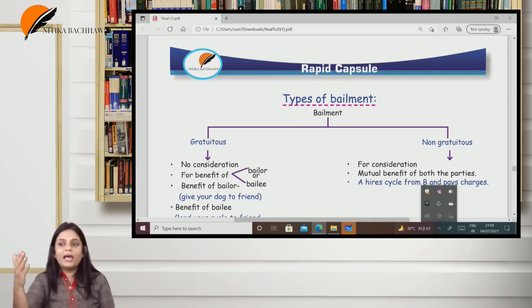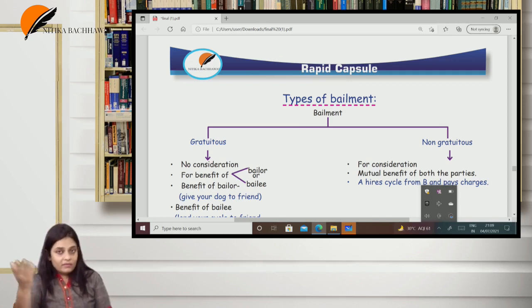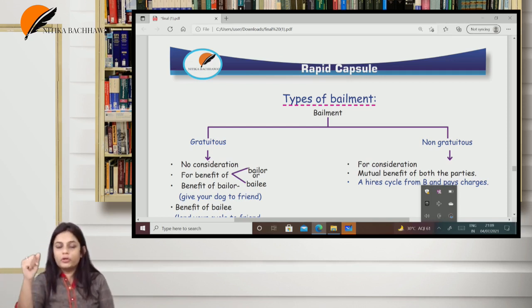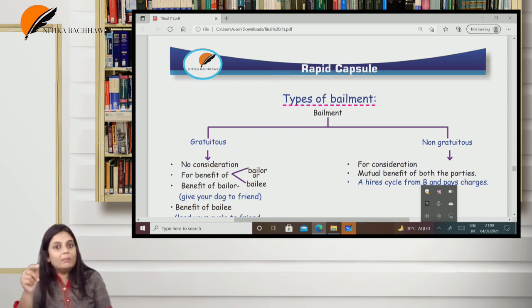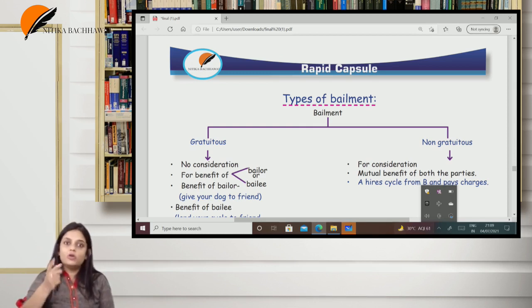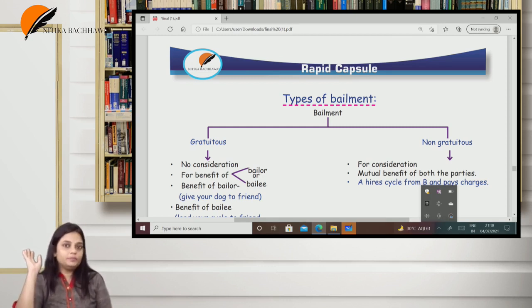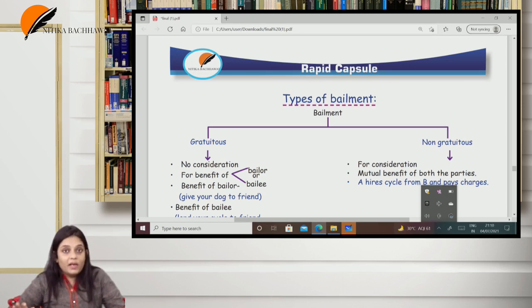For example, I give the courier company the books to be couriered to you. Obviously, I am getting some return, they are getting some return. They are not going to deliver the books free of charge, right? So they will get the money for it and my job is done. So it is for the benefit of both of us, and I am giving consideration to them, and they are getting consideration and I am getting in return the delivery of the books to you. So this is a non-gratuitous bailment.